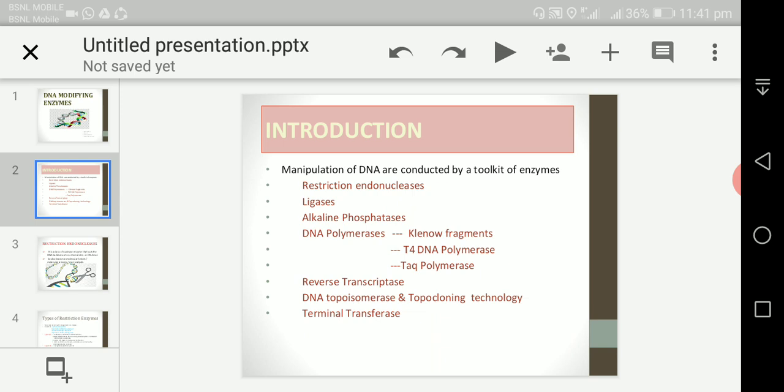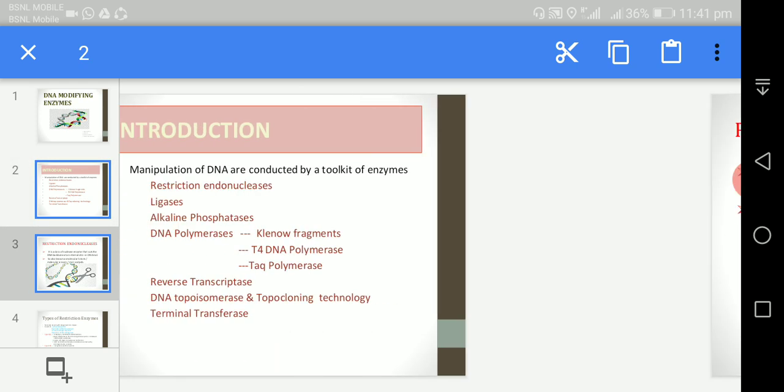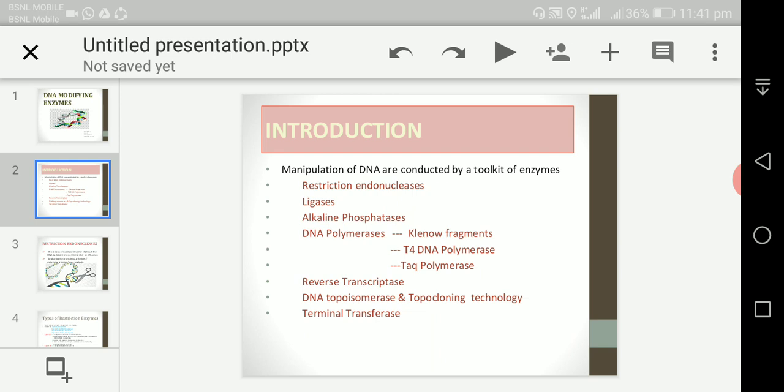There are some enzymes, or we can say that it's a toolkit of enzymes which help in the manipulation of DNA, some of which are restriction endonuclease, ligases, alkaline phosphatases, DNA polymerases, reverse transcriptases, DNA topoisomerases, and terminal transferases.